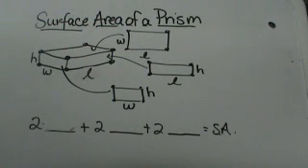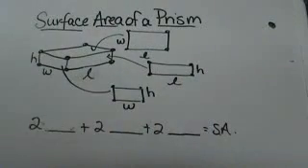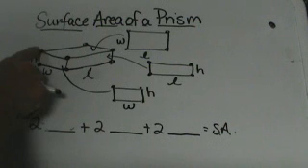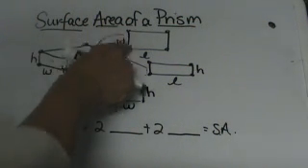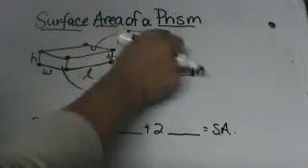Okay, to find the surface area, we're trying to figure out how much cardboard it would take to create the box. So let's look at how we break it down. First, we're going to look at the top. The top has a width and a length. So see how I've drawn that over here? A width and a length. I've just redrawn it up here.